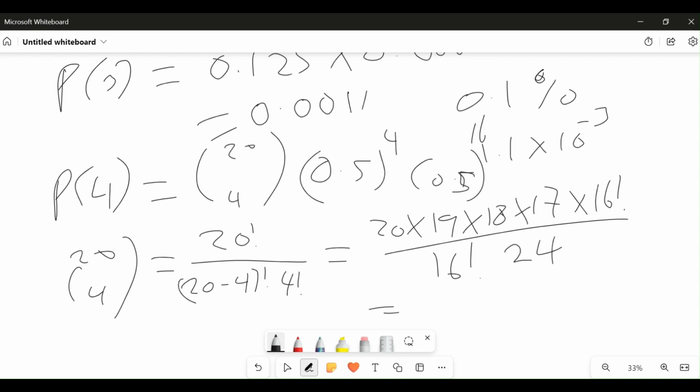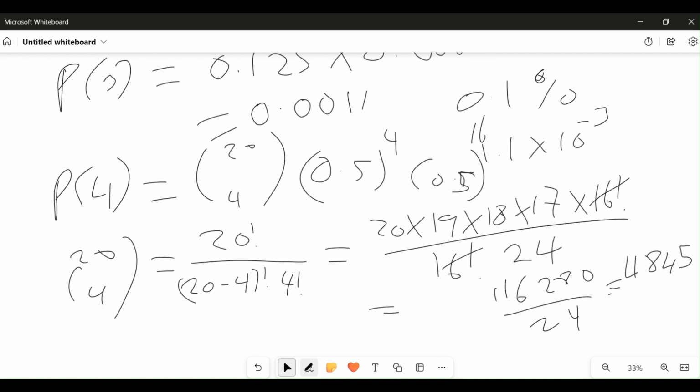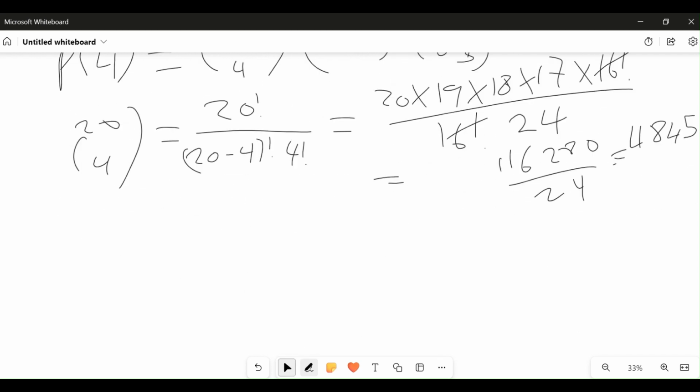What do we find when we multiply 20 by 19, by 18, by 17? Don't forget the 16 factorial; the 16 factorials cancel each other out. So what we have is 116280 divided by 24. What does that give us? 4845. That's the result of our combination.